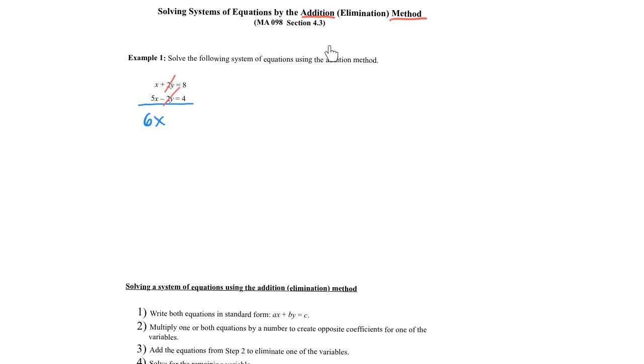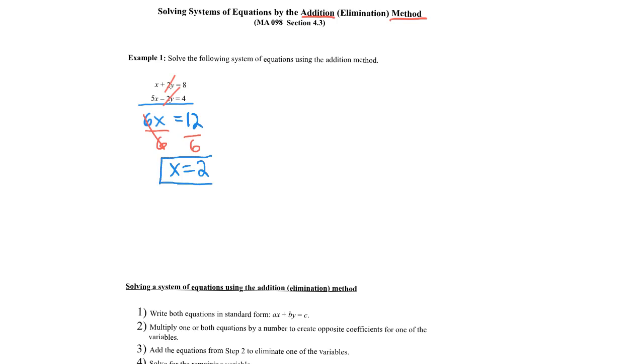This is where the name, the elimination method, comes from. We're eliminating a variable. Where the name, the addition method, comes from is we're adding these columns. So we're still going to get an equation, so we still need this equal sign to come down. And then 8 plus 4 is 12. So then we solve this for x, so we would divide by 6. And we would get x equals 2.